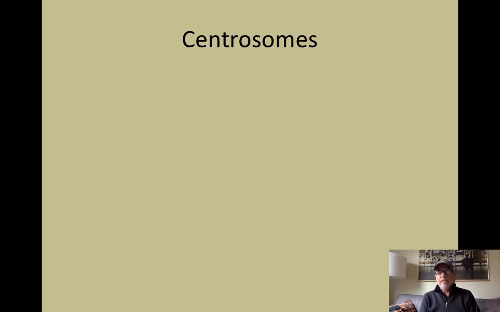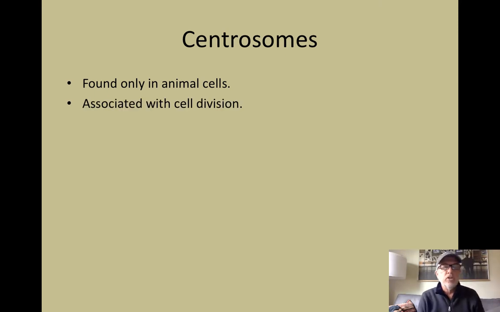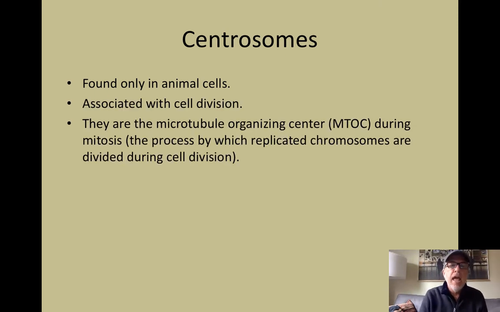Next, I want to talk about centrosomes. They're found only in animal cells. They're associated with cell division, and they are also the microtubule organizing centers, microtubules being one of the types of cytoskeleton. And I'm not making this up.